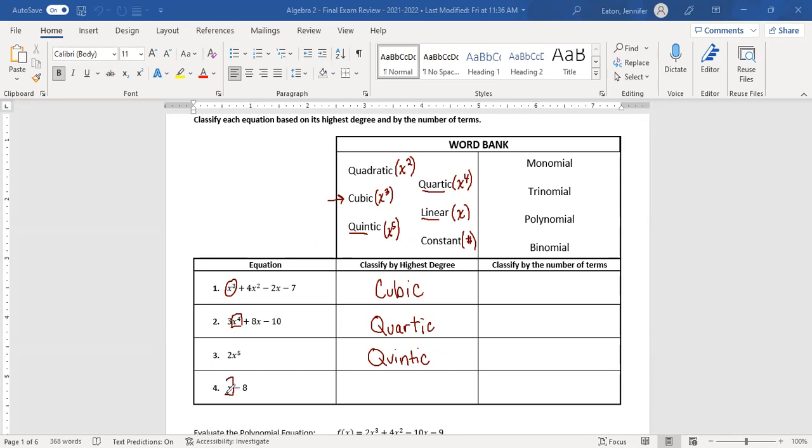And then lastly, we have x minus 8. I see that my highest exponent, remember when there is none written, is to the 1st, which is a linear equation. So that's classifying our polynomial equations by their degrees.